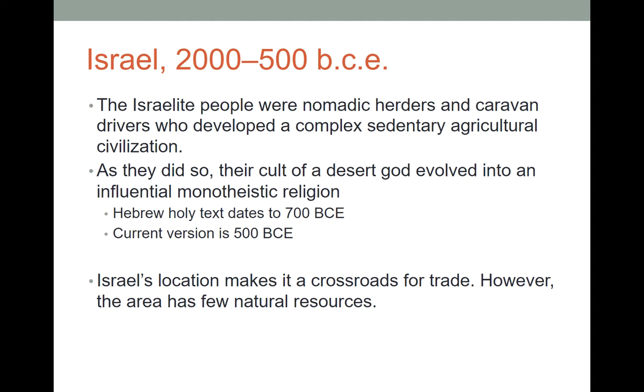What historians are not sure of is what came first, Zoroastrianism or Judaism. You'll notice some overlapping trends in both of these religions, as well as Zoroastrianism and Christianity. The Hebrew holy text dates back to about 700 BCE, and the current version dates to about 500 BCE. The historical accuracy of the Hebrew Bible, also known as the Torah, has been greatly debated.